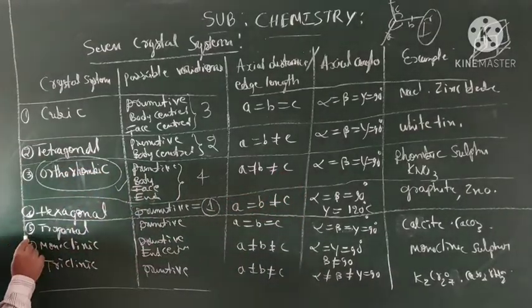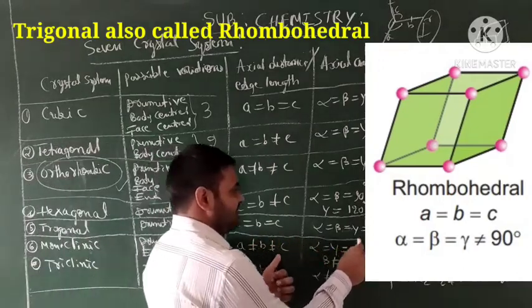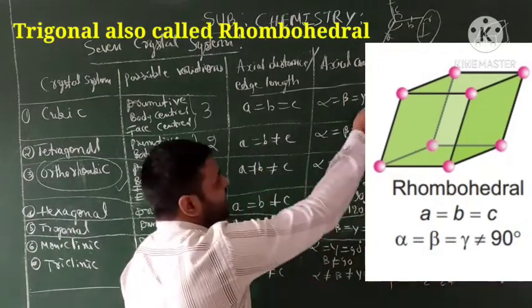Then next one, trigonal. The variation is primitive. This is trigonal, like cubic.